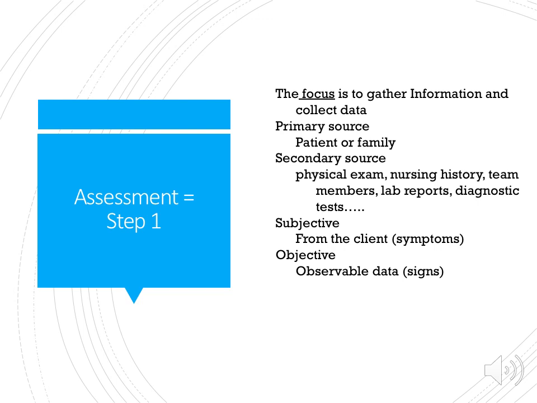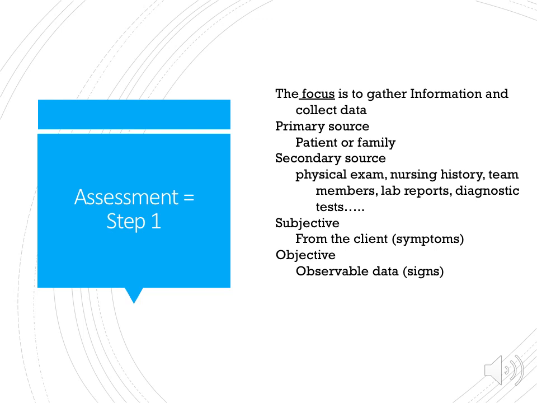Secondary is going to be the actual exam that you're doing, nursing history, team members, lab reports, diagnostic tests, everything else. Okay, so there's a whole lot of other secondary sources, anything besides the patient and or family member. If I have a patient that can communicate clearly and fluently, who is a better source, them or the family member? It's going to be the patient, correct?